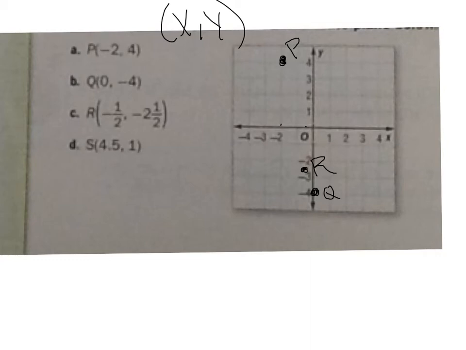And then S, remember 4.5 is like 4½. So I'm going to go +4½. And I'm going to go +1. This is my S. So remember, these are my positive x's, negative x's, positive y's, negative y's.